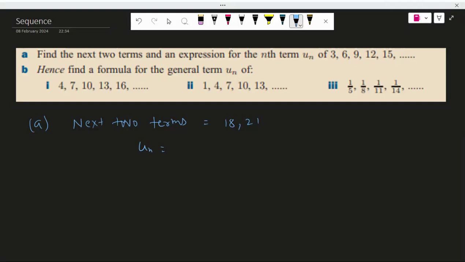How is it 3n? Because that's the expression for the nth term. So it'd be n times 3. So the first term, 1 times 3, is 3. Then the second term, 2 times 3, is 6. And then 3 times 3 is 9. 4 times 3 is 12. Yes.